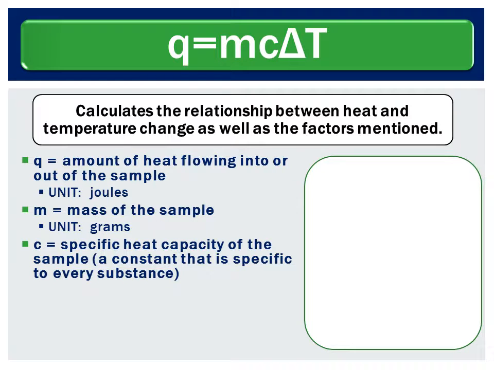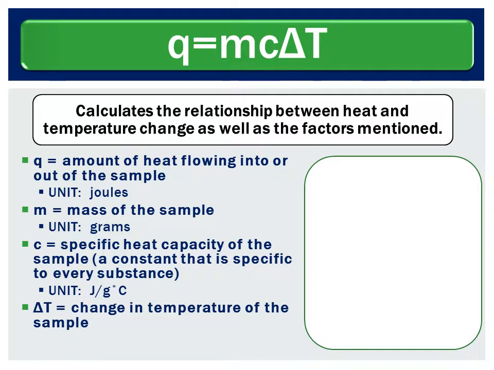C is called the specific heat capacity of the sample. This is a constant that is specific to every substance. Every substance has a unique, specific heat capacity. And this relates to its propensity to change temperature. How easily does it change temperature? And its unit is in joules per gram degrees Celsius. Something with a really high heat capacity is resistant to temperature change. It requires a lot of energy to change the temperature. Something with a really low heat capacity can change temperature relatively quickly.